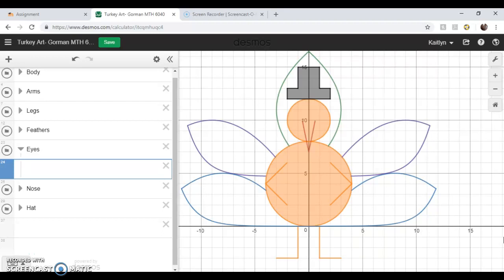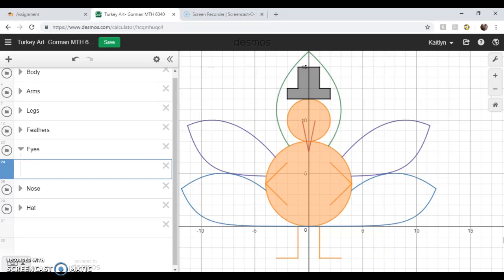I used exponentials and quadratics with restricted domains to make the feathers. I used lines to create the hat. I also used circles to create the body, as well as just lines all around to create the rest of it. So I'm going to show you how to create the eyes because that included conics as well as restricted domain to make the eyes so that they don't overlap, as well as inequalities to create the shading in the pupil.